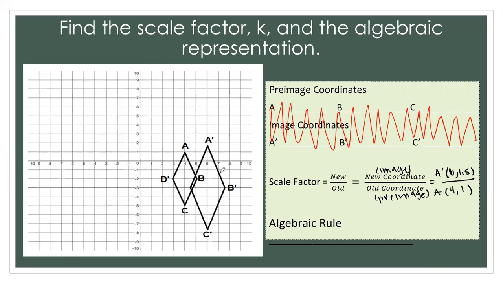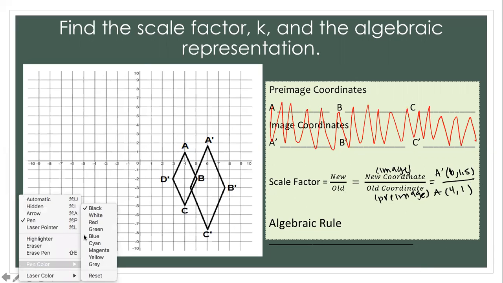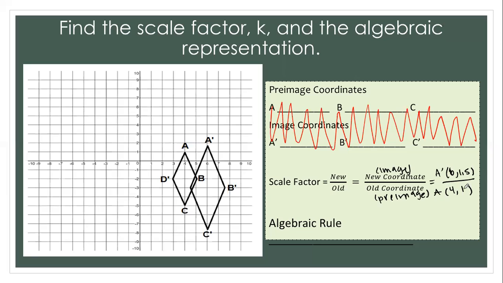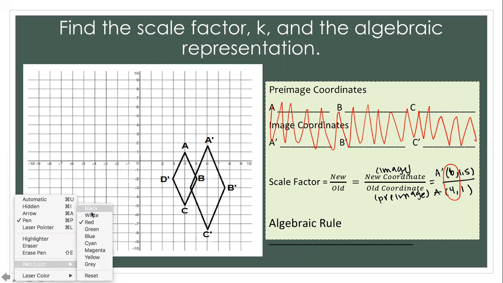All right. It's the same thing. We can either divide the x's with the other x, or I can divide the y's with y. Since there's no 0 in this one, it doesn't matter which one you do. So 6 divided by 4 or 1.5 divided by 1. Either way, what will it give you? 1.5. So my scale factor equals 1.5.